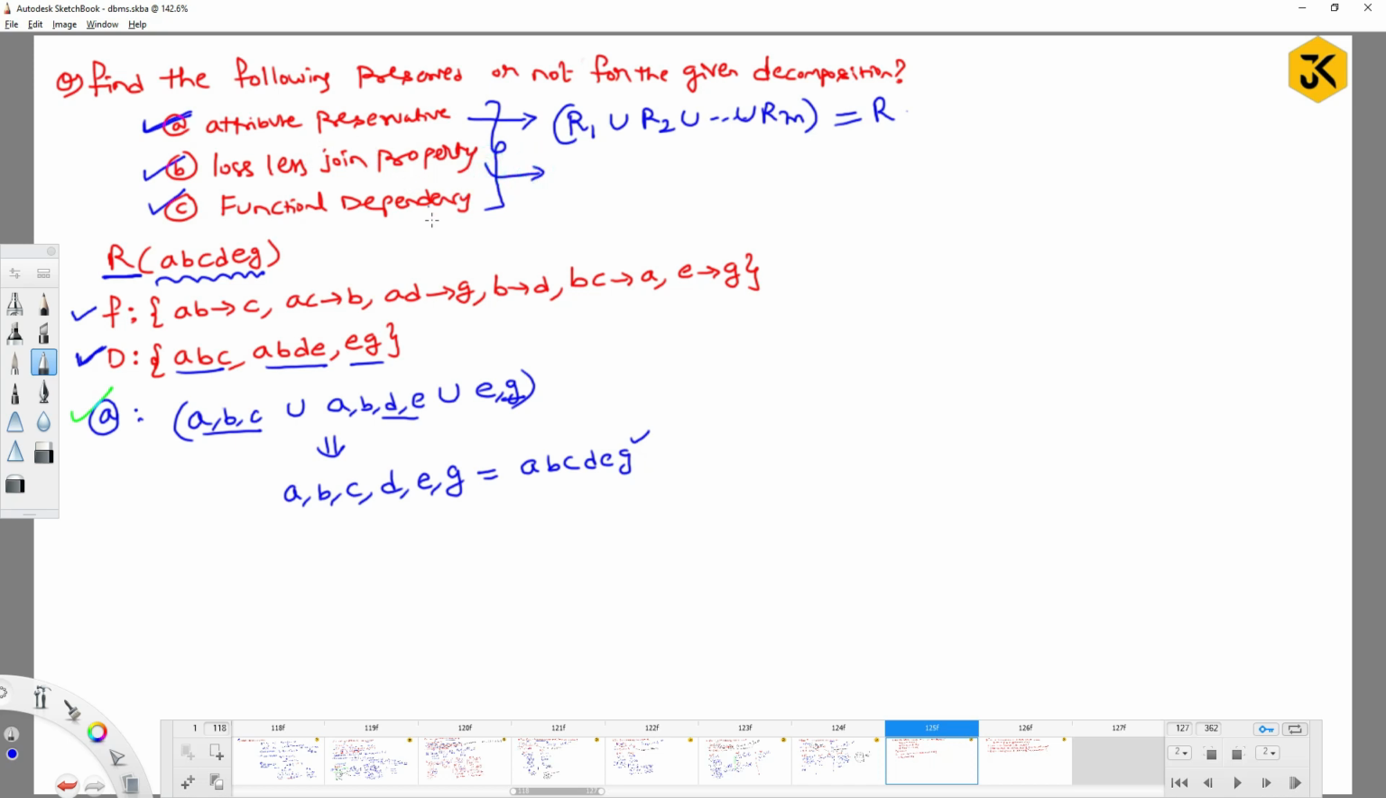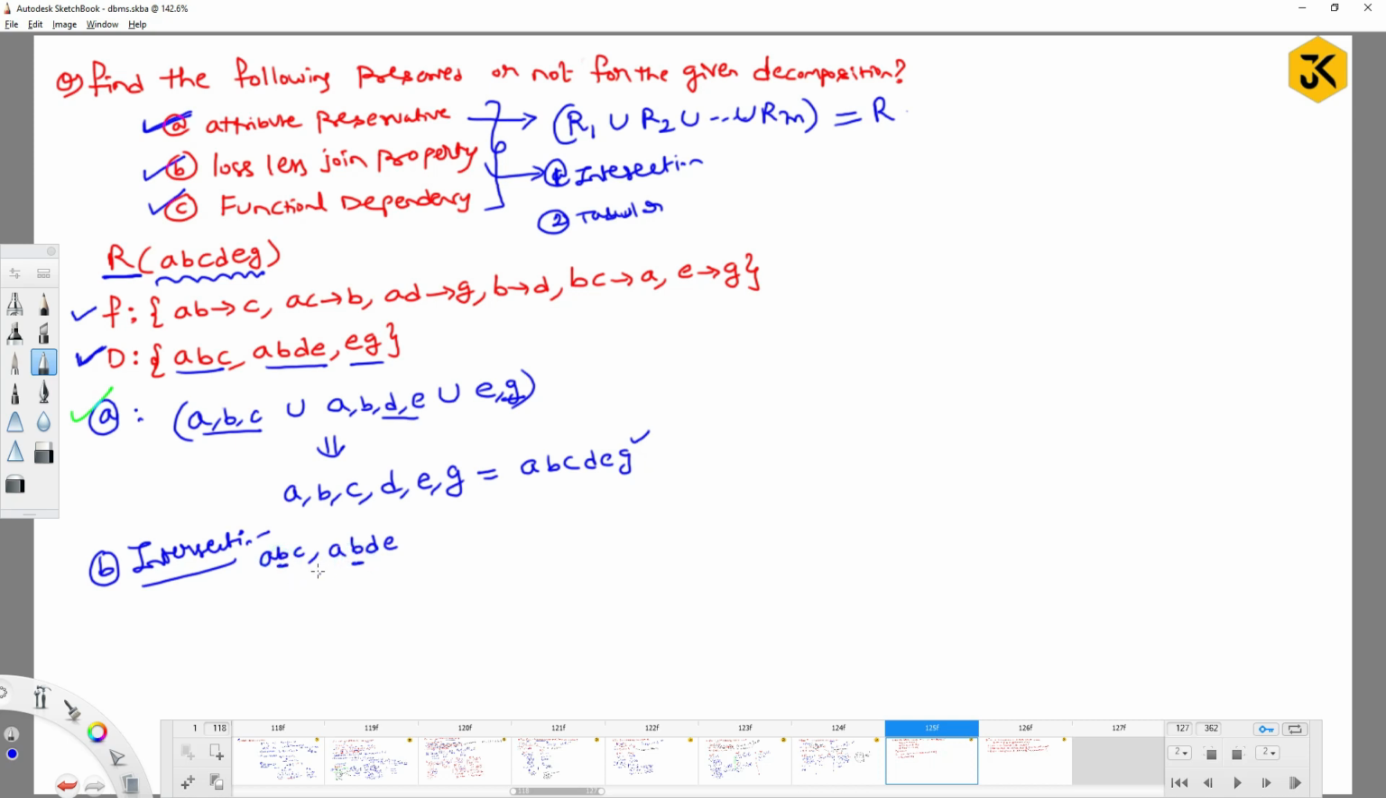Similarly, let's do it with the second one. Is it a lossless decomposition? For that, you can go with two ways: one is the intersection method, and another one is the tabular method. You know that, so you can go through the previous videos for clarity. For the sake of simplicity, I am going with the intersection method. In the intersection method, we find the common attribute of the relations. First take the first relation ABC and the second relation ABDE. What is the common attribute between these two? B is the common attribute.